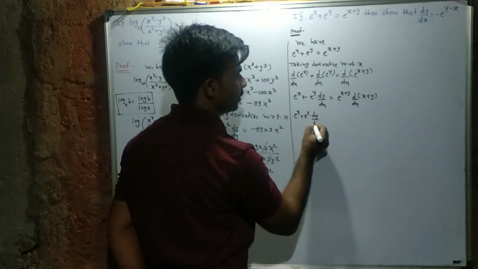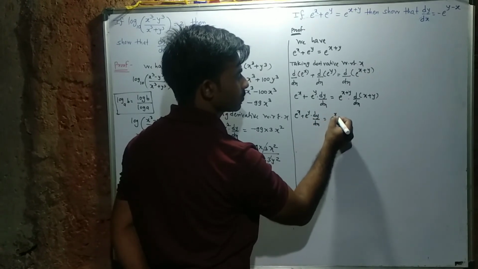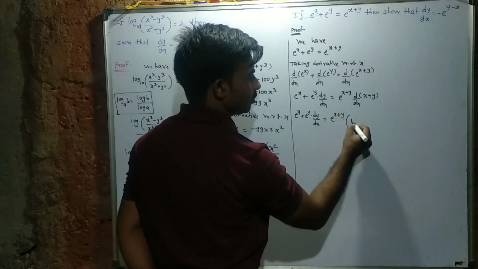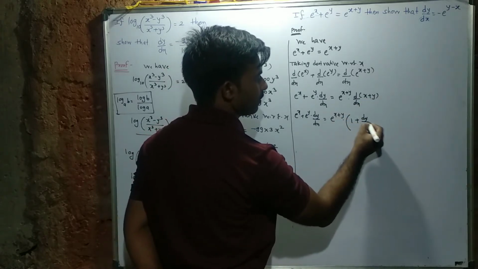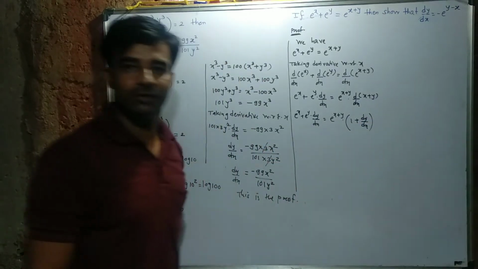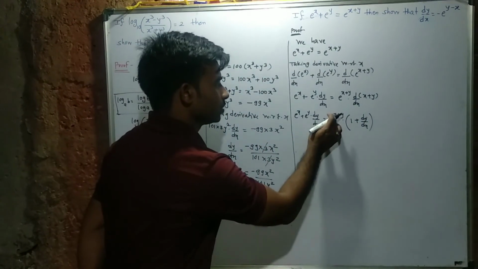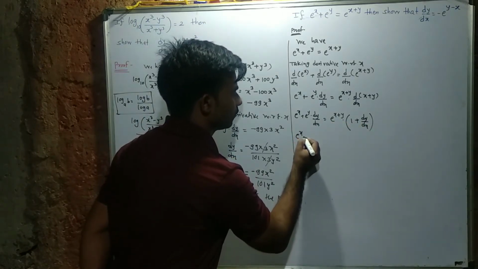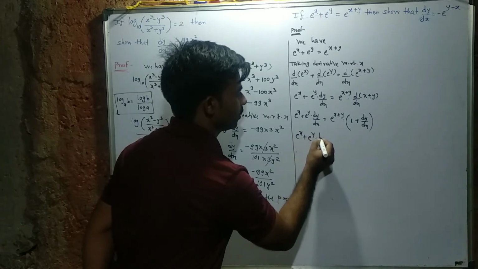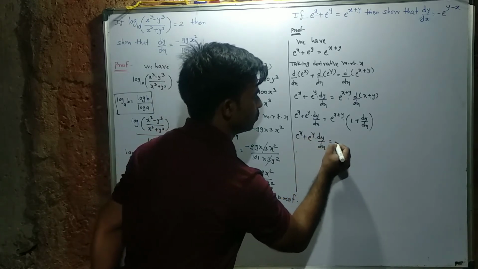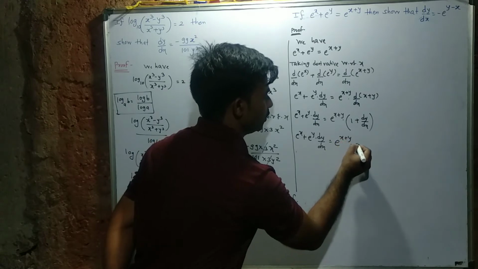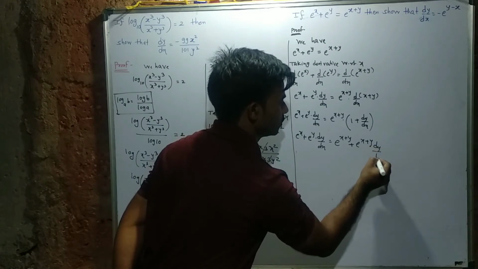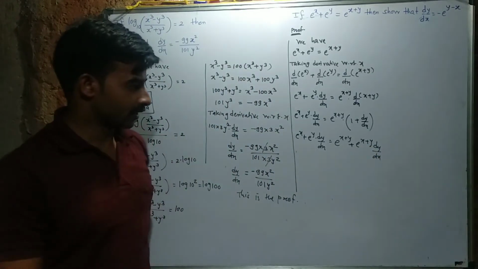So this derivative is nothing but e raised to x plus e raised to y into dy by dx is equal to e raised to x plus y into derivative of this one, which is nothing but x having the derivative 1 and y having the derivative dy by dx. Now e raised to x plus y is multiplied inside the bracket. You will get e raised to x plus e raised to y into dy by dx is equal to e raised to x plus y into 1 plus e raised to x plus y into dy by dx.